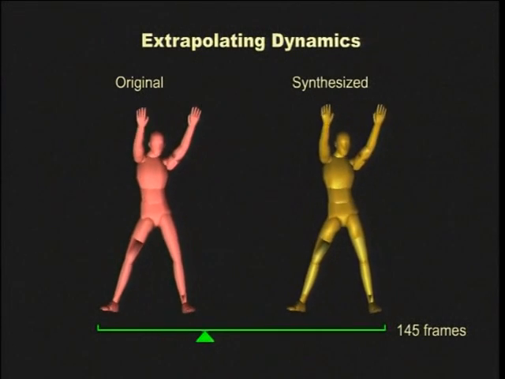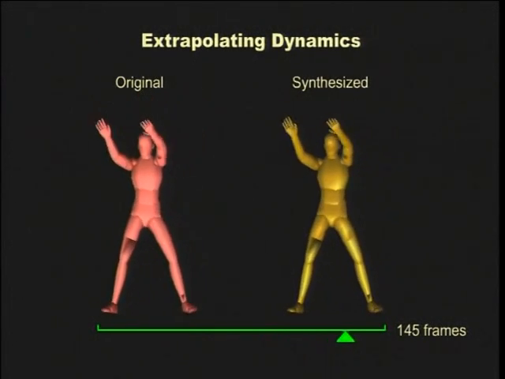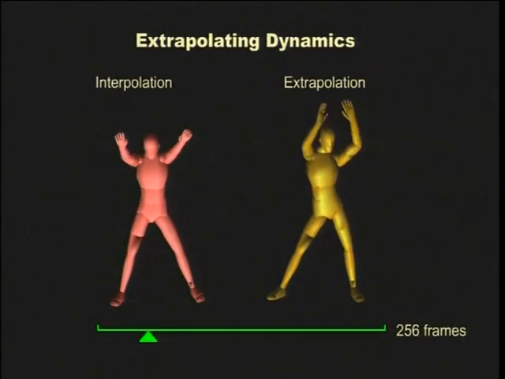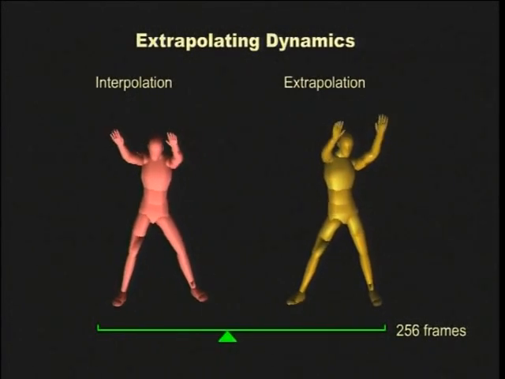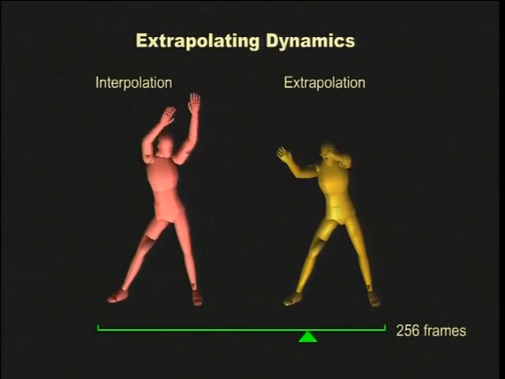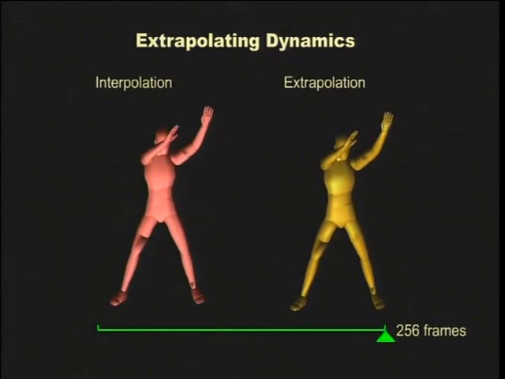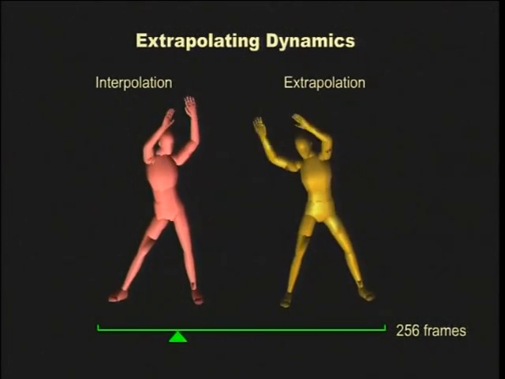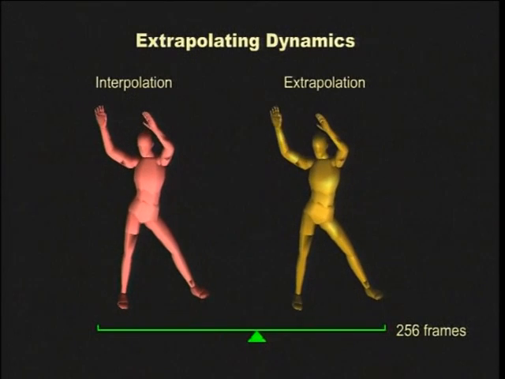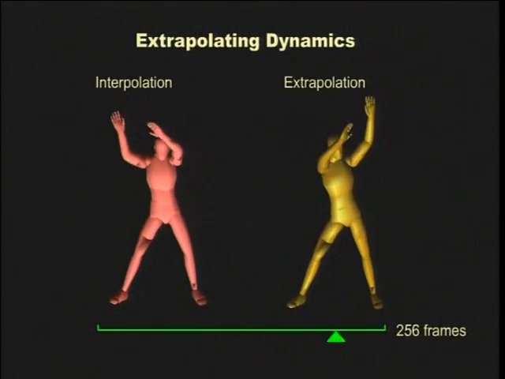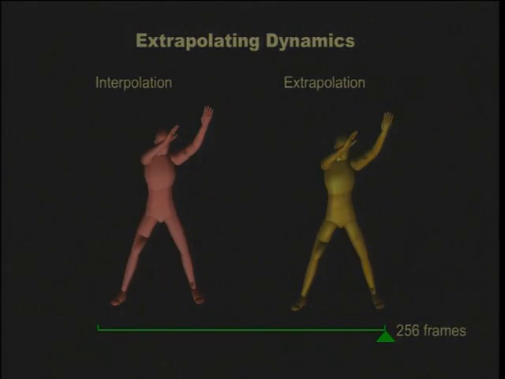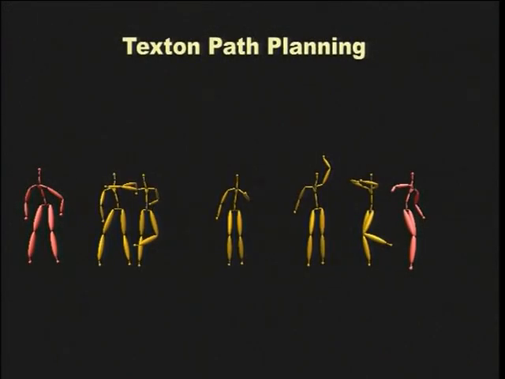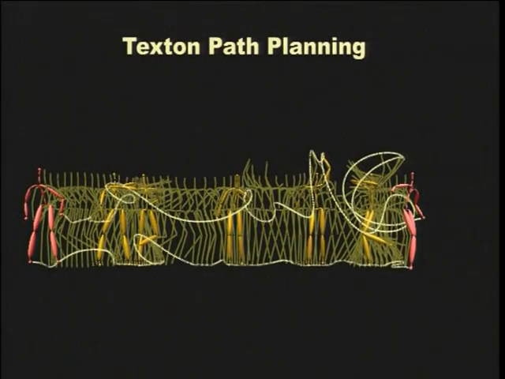With the learned texton, we can not only synthesize the original motion, as shown on the right, but also extrapolate new motion dynamics. Simply linear interpolating to a longer sequence would have a slow motion effect, as shown on the left. Our algorithm extrapolates dynamics well, as shown on the right. Given two textons, our algorithm automatically finds the optimal in-between texton path.